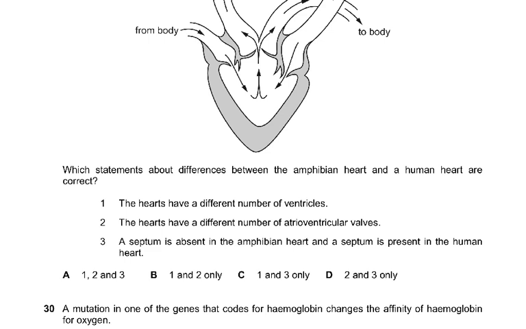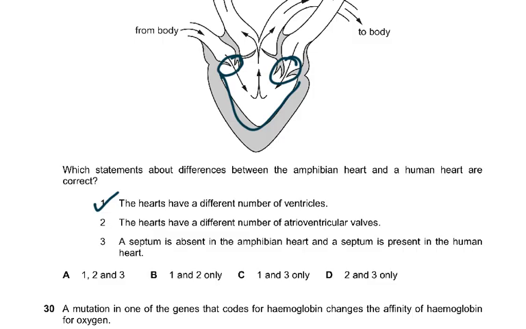Now, as you can see, the hearts have a different number of ventricles. That's correct. This has only got one ventricle. The hearts have a number of different atrioventricular valves. Well, this is an atrioventricular valve and this is an atrioventricular valve. So, I mean, they're both the same.